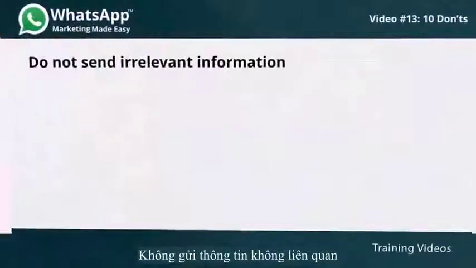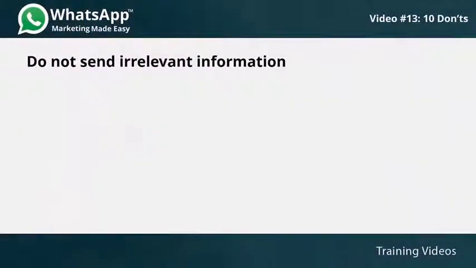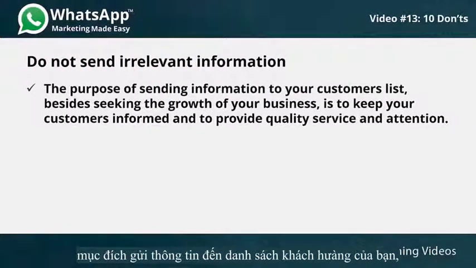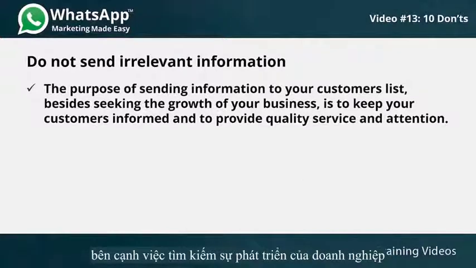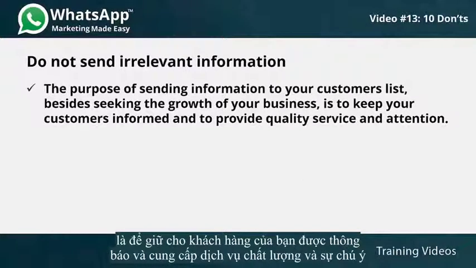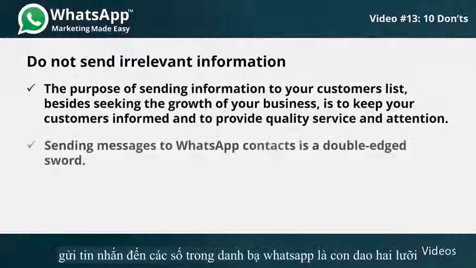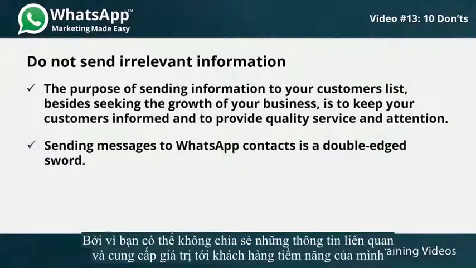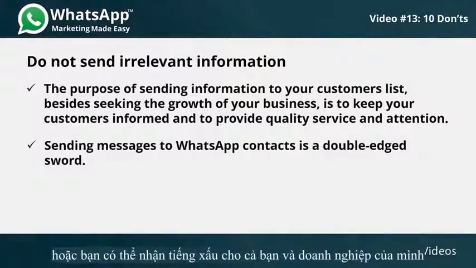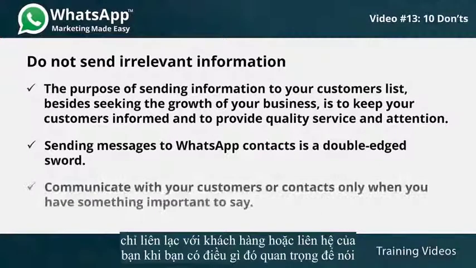Do not send irrelevant information. The purpose of sending information to your customers list, besides seeking the growth of your business, is to keep your customers informed and to provide quality service and attention. Sending messages to WhatsApp contacts is a double-edged sword, because if you do not share relevant information or provide value to your prospects, all you will achieve is a bad reputation for you and your business. Communicate with your customers or contacts only when you have something important to say.